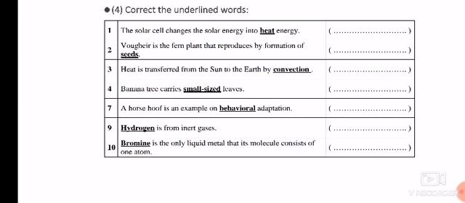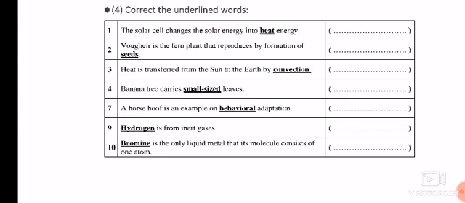Correct the underlined word. The solar cell is used to change the solar energy into electric energy. Number 2. The fern is produced by formation of spores. Number 3. Heat is transferred from the sun to the earth by radiation because there is a space between the earth and the sun.